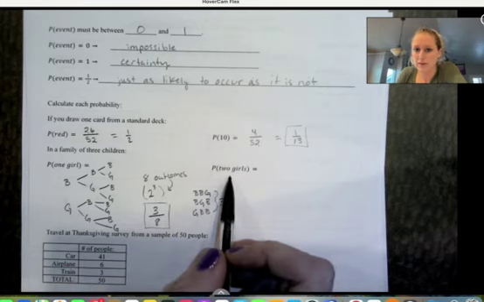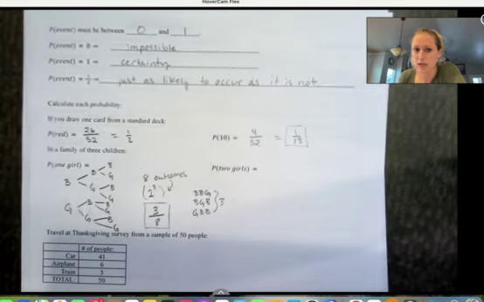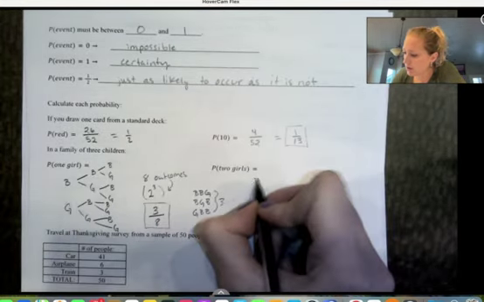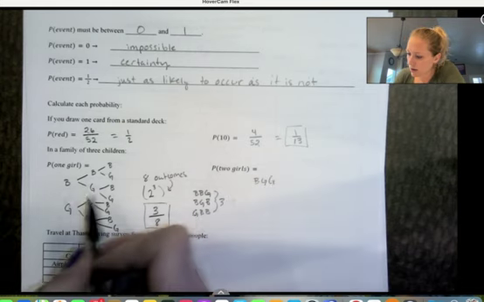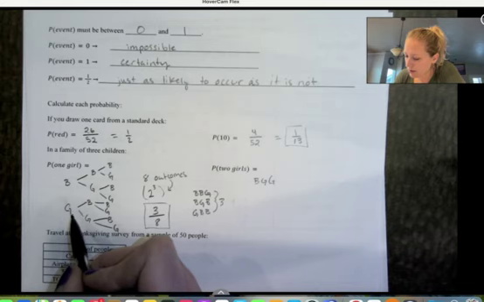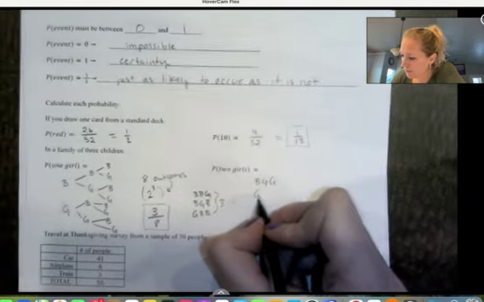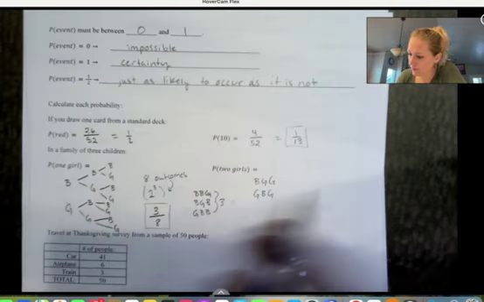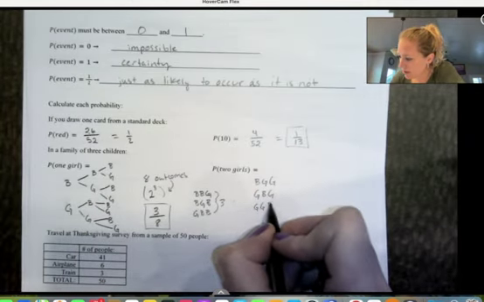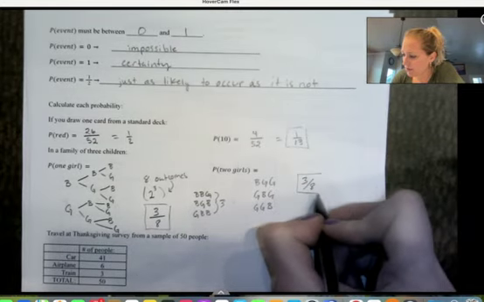Now we want the probability of 2 girls. So I'm going to use the same tree, probability of 2 girls. So we could have boy, girl, girl. I think that's the only one up here. Girl, boy, girl. And girl, girl, boy. So this one is also 3 out of 8.